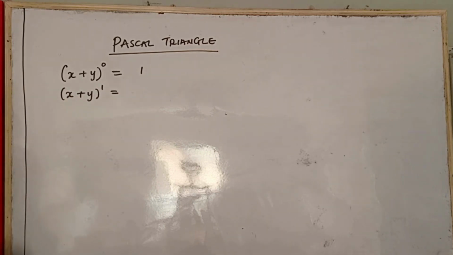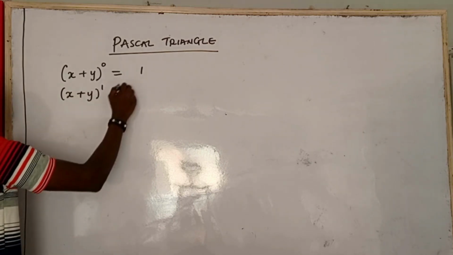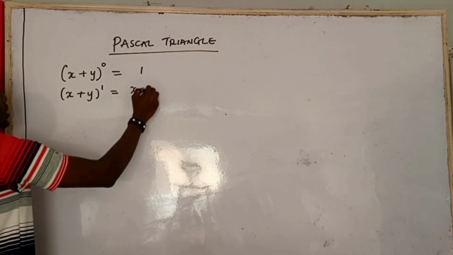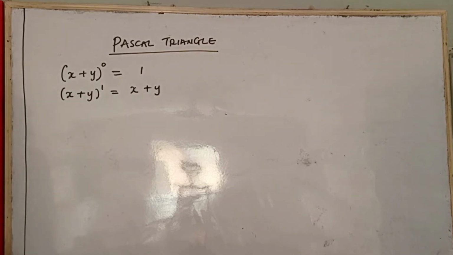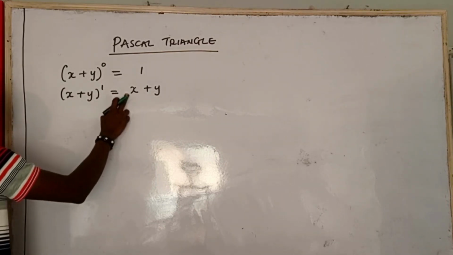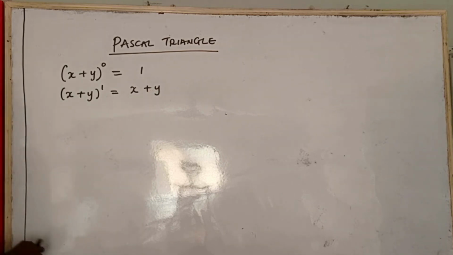Then in a situation where I have (x + y) raised to the power of 1, if I am to expand this, what am I going to get? I'm going to have x, which is the same thing as x raised to the power of 1, plus y raised to the power of 1. You discover that the coefficient of x here is 1 and the coefficient of y here is 1.